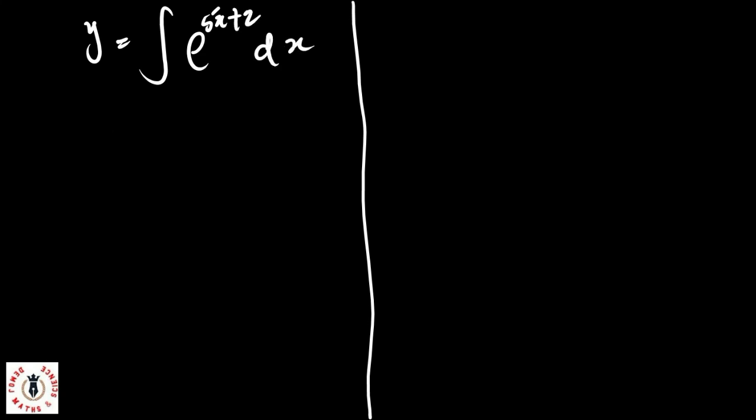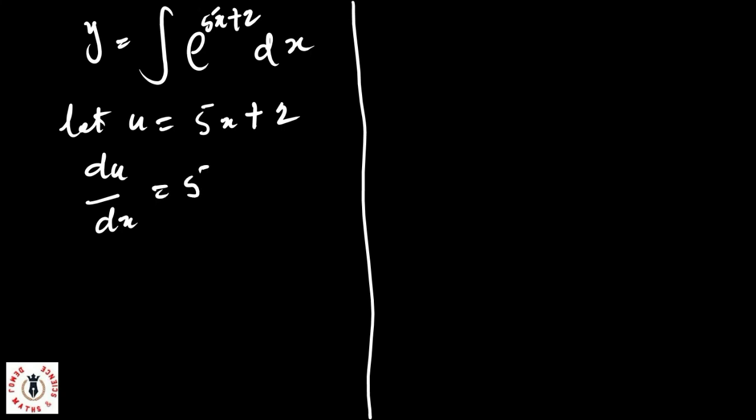Now, can you try your hands on this? I appreciate you pause the video and give this a try. Let's say y is equal to e raised to power 5x + 2. Let u be equal to 5x + 2. So that my du/dx will be the same thing as 5. Remember, x will become x raised to power 1 minus 1, which is x raised to power 0, which is 1. And my constant 2 here automatically becomes what? 0. So this implies that dx is equal to du over 5.